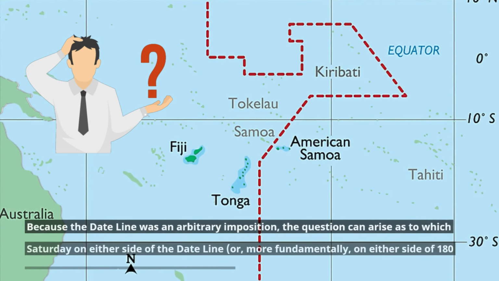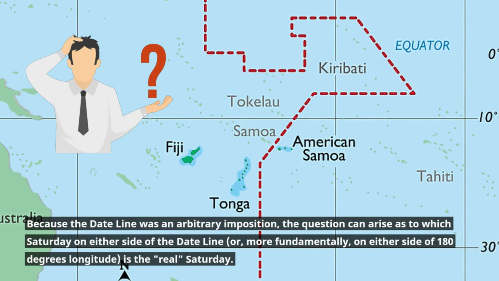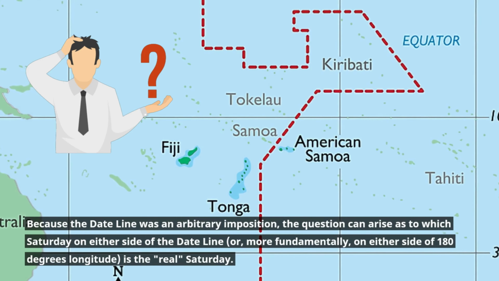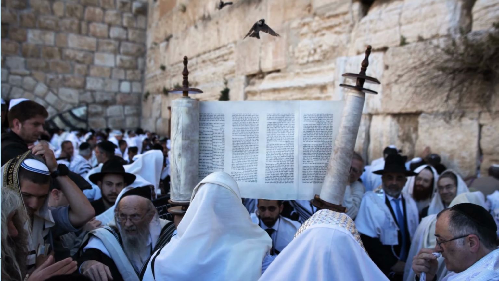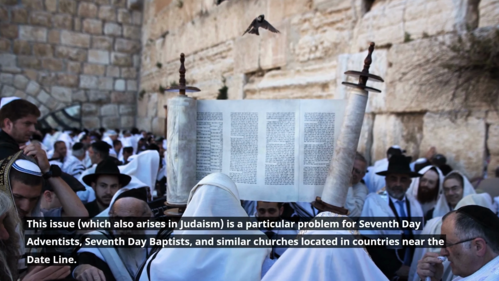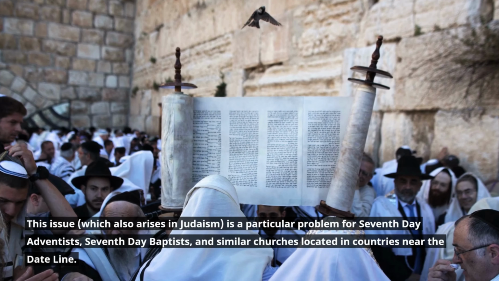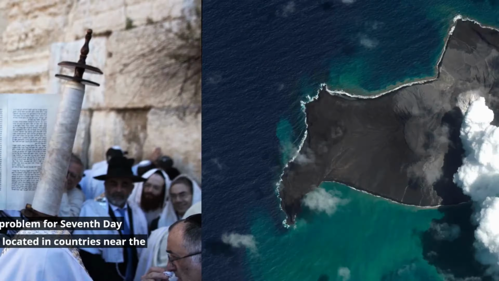Because the dateline was an arbitrary imposition, the question can arise as to which Saturday on either side of the dateline, or, more fundamentally, on either side of 180 degrees longitude, is the real Saturday. This issue, which also arises in Judaism, is a particular problem for Seventh-day Adventists, Seventh-day Baptists, and similar churches located in countries near the dateline.